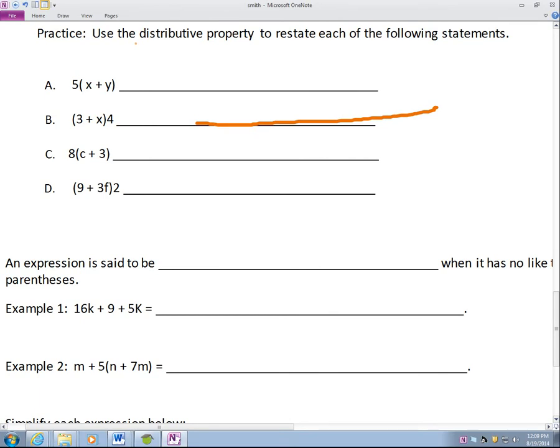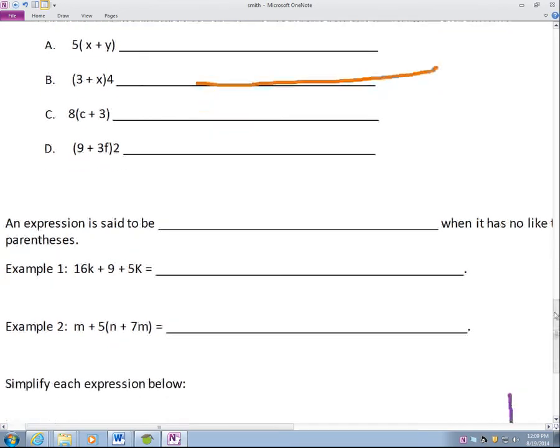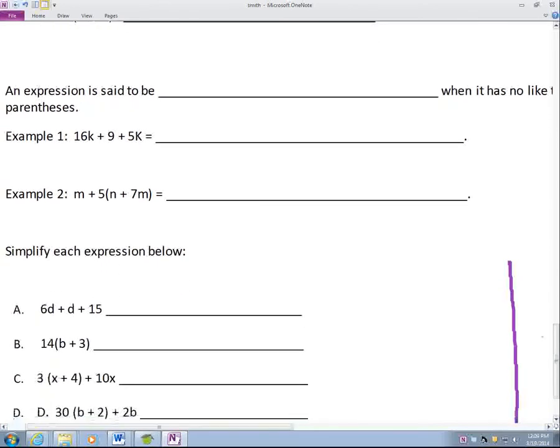8 times the sum of c and 3, or c plus 3, or the quantity of c plus 3. D, the sum of 9 and 3f times 2. Any questions on those? Okay. Pretty easy stuff, right? You guys got this. You're smart. Good memories. All right.